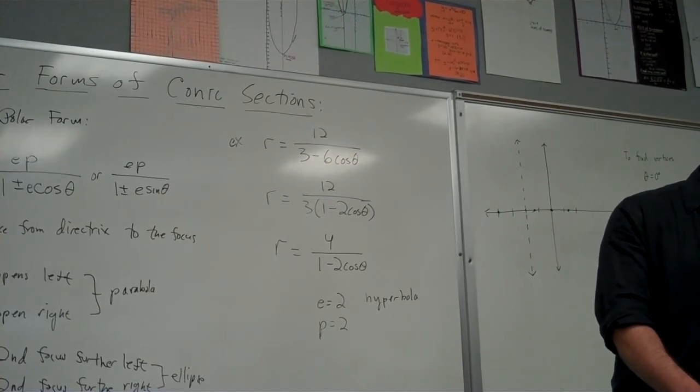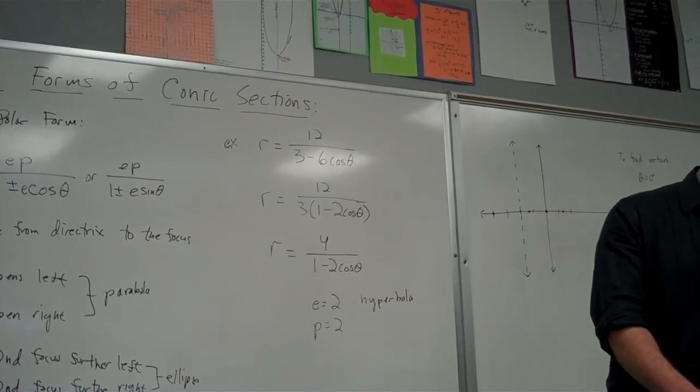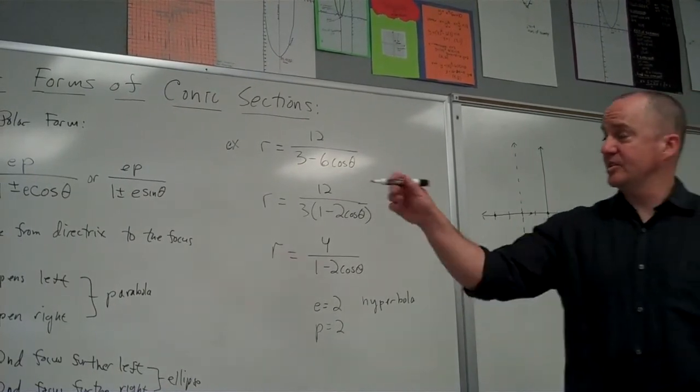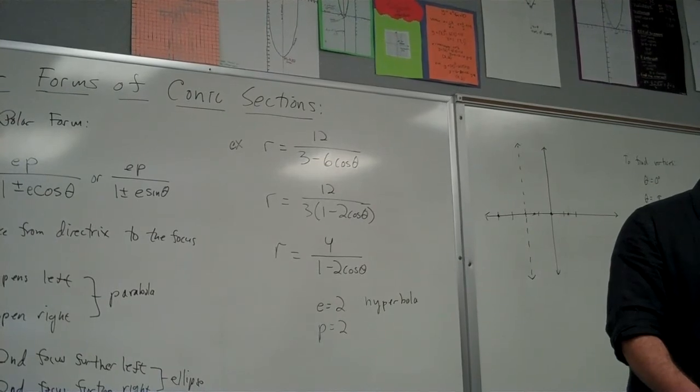Hold that thought. How do you find the directrix? Oh, it's 2, isn't it? Yeah. But how do we know that it's 2? Because P is the distance from the directrix to the focus. Oh, got it. Now, there's a similar example here.